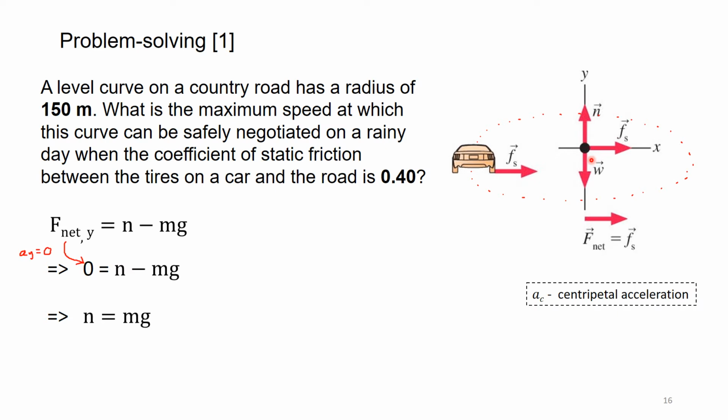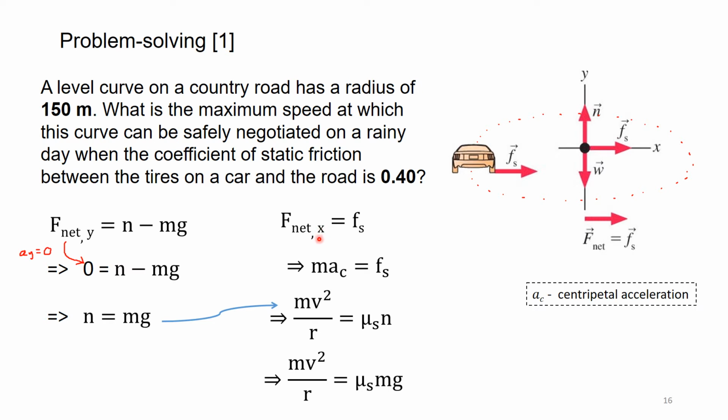I know this because the car is staying on the surface itself. It's not going up or down. So there is no motion in the y direction, which tells us there is no acceleration in the y direction, which tells us that the net force in the y direction must be 0. So we have 0 equals normal force minus mg. That tells us normal force must equal mg. So for this scenario, normal force and weight are the same.